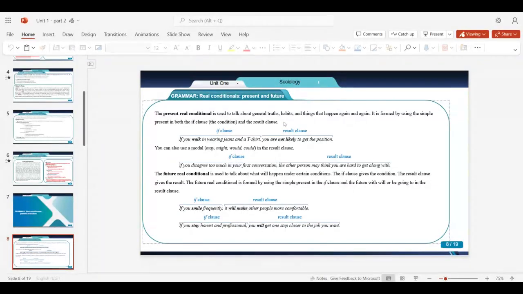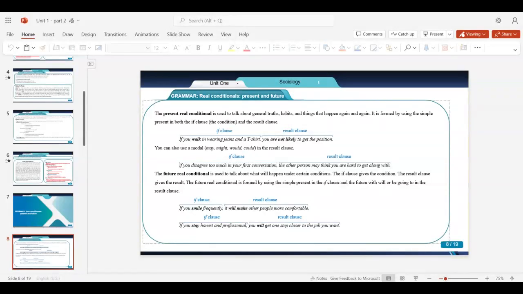So when we talk about truths, habits, and routines, we use real conditional sentences. It is formed by using the simple present in both the if clause and the result clause. In conditional sentences, we have two clauses. The part of the sentence which starts with if is called the if clause, and the next part is called the result clause.